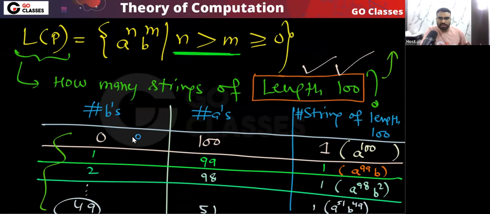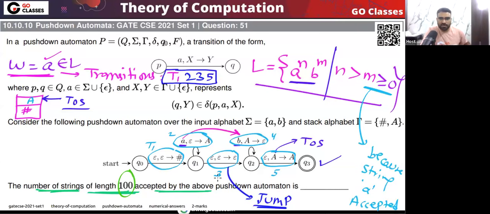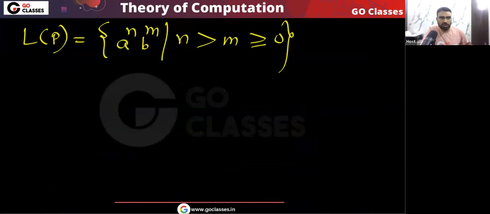How many strings of length 100? That is only 0 to 49, that is 50. 50 such strings are there. Please tell me, did you understand? So for this question, remember the answer will be 50. Understood? Because this point is very simple.